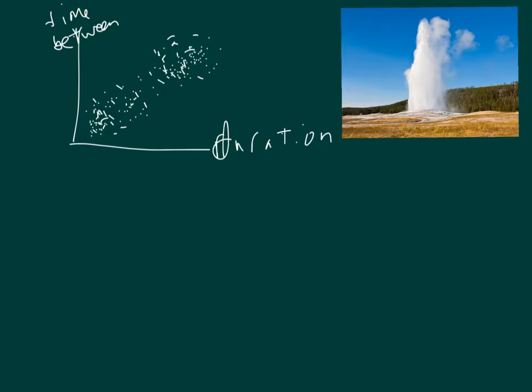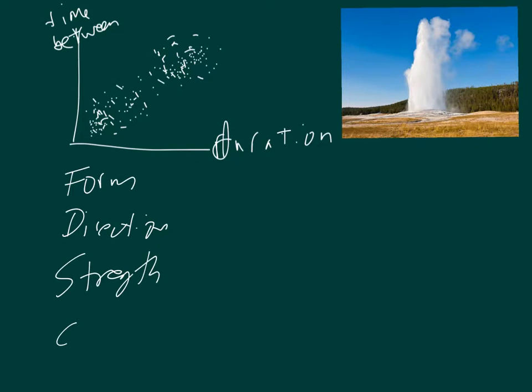So duration time of the previous eruption is my explanatory variable, and the time until the next eruption is my response variable. So what do I say? I describe this graph. So again, you're thinking form, direction, strength, and outliers. Okay, so here for outliers, I would say that all data appears to follow the pattern. There's nothing that's out of the ordinary. There do not appear to be any outliers.